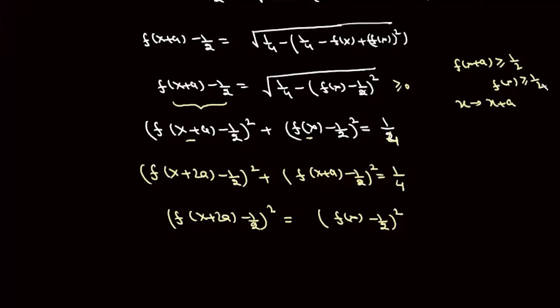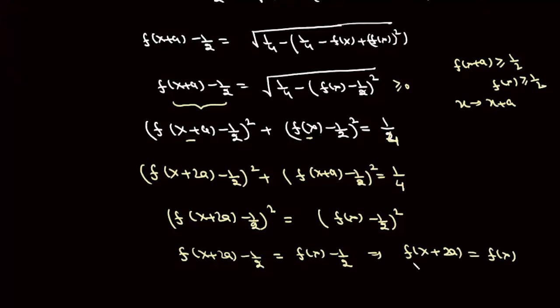So if we take the square root, then we can write f(x) + 2a - 1/2 will be equal to f(x) - 1/2, or simply f(x + 2a) equals f(x), which shows this function f(x) is a periodic function and its period is 2a.